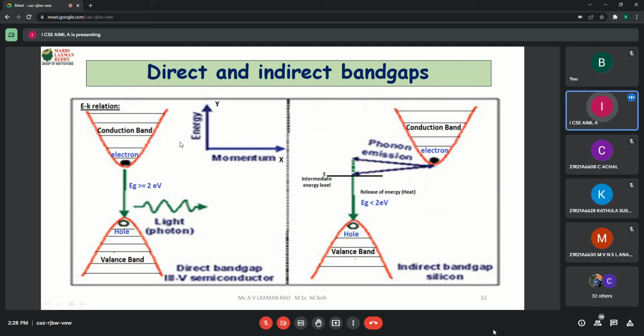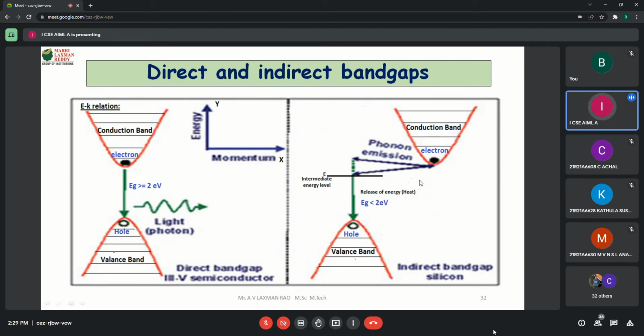In general, due to the matching of the momentum of the free electron and the hole, we directly get a photon here. The LED, the light emitting diode, is the best example, in which light photons are released by the downward transition of electrons. So that semiconducting material is a direct band gap semiconducting material. Okay, indirect band gap means this is the situation.